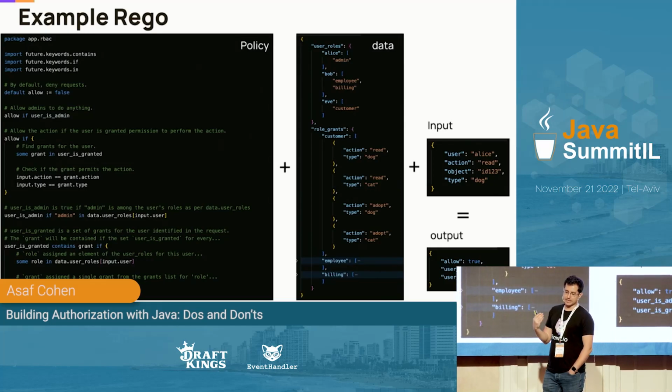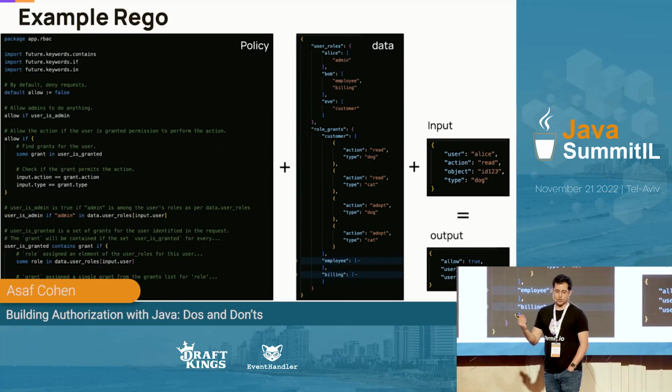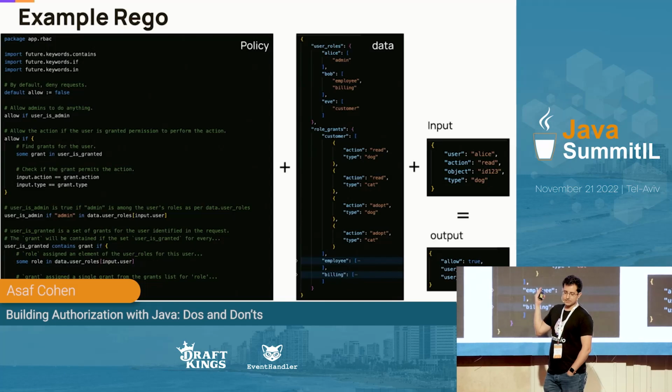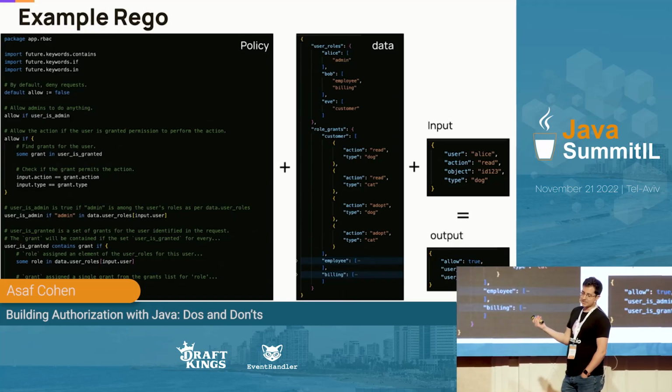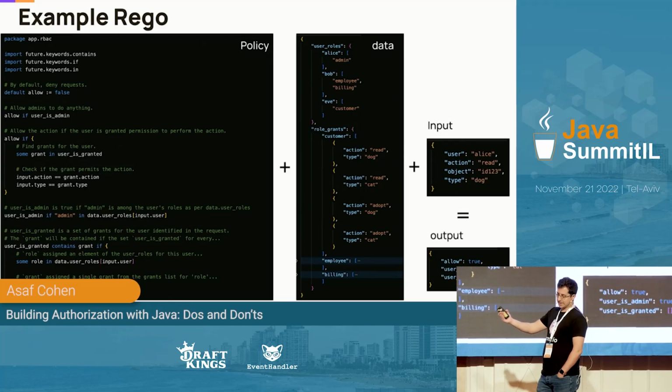Once you load these two into OPA, you can ask questions. So there's the input and the output. The input is the question. So can Alice read a resource of type dog with the ID 123? Okay, so not the greatest example. I just took it from the OPA playground. And you'll typically get an output in JSON. So allowed because user is admin. So that's how you work with OPA.